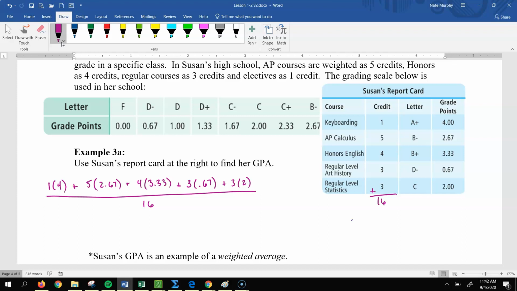And when you do that, well, the numerator, if we did that first, we want to do this in 2 separate pieces, you'd get 38.68. But then when you divide by 16, you get her GPA of about 2.42. So that would be her GPA. So her GPA is an example of what we call a weighted average.